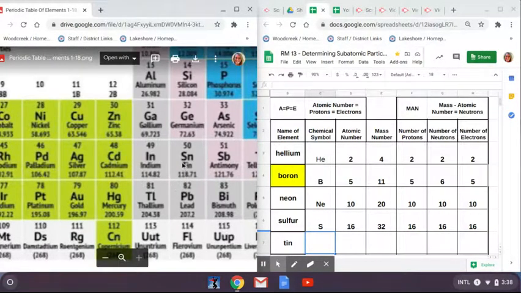Now 50 can be a little difficult to find, so let's scroll through right here. I actually went too far. 50, its chemical symbol is a capital S and a lowercase n. And its atomic number is 50. And its atomic mass is 118.7, so I need to round to 119. Because the atomic number is 50, that means it has 50 protons and 50 electrons. I'm going to use my calculator again. My mass number is 119 minus my atomic number of 50 gives me 69 neutrons.